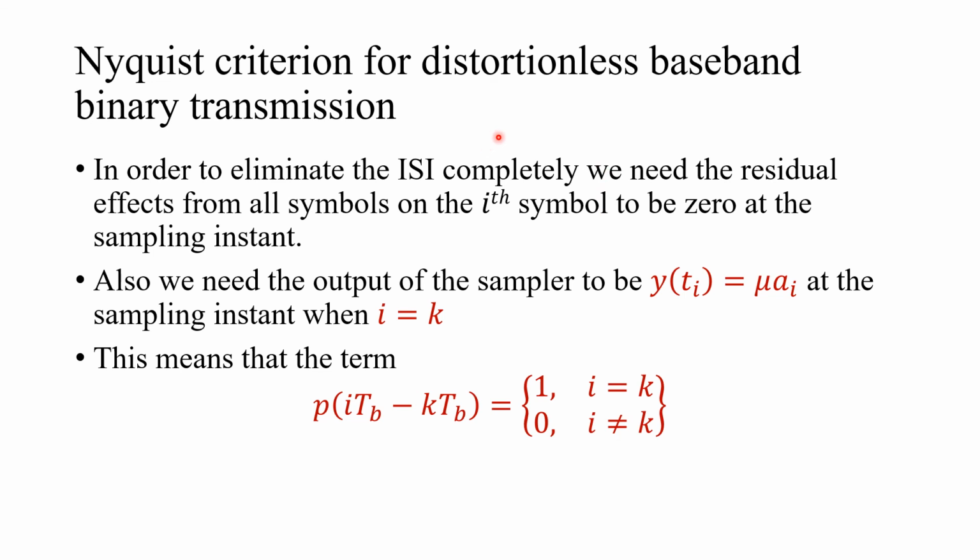For distortionless transmission, the intersymbol interference parameter should be 0, and also at instant i equal to k, the sampler output y(t_i) should be mu a_i, which is the message signal. So to make the intersymbol interference parameter 0, the condition or the criterion is p(i T_b minus k T_b) equal to 1 for i equal to k and 0 for i not equal to k. When i is equal to k, this parameter will be 1 because of the normalization that we assumed previously. So this is the Nyquist criterion for distortionless baseband binary transmission.